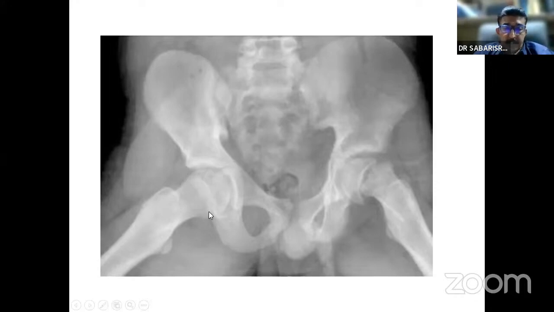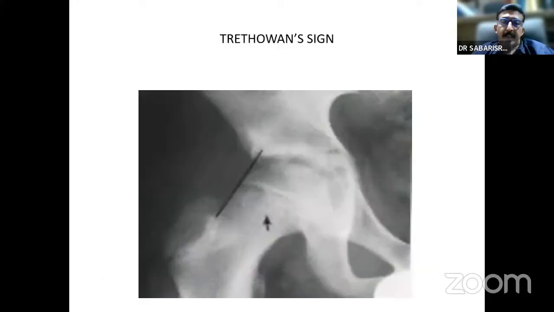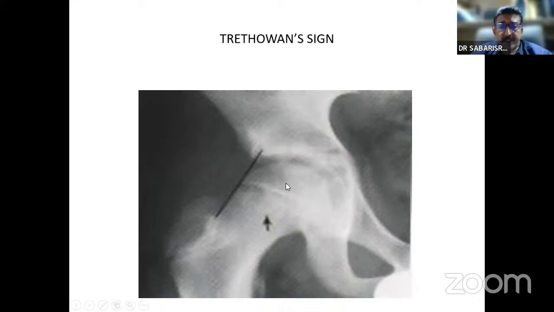And not only that, the medial metaphysis is overlapping with the floor of the acetabulum on the normal side here, but here the metaphysis is out. So it is not overlapping with the floor. So Capener's sign is positive, like that. And not only that, the head looks like a sickle, and the epiphyseal height is less. That's called the sickle sign. So a lot of signs are described in slip. And coming to Trethowan's sign, here we already discussed. This is Klein's line, and it is not cutting.